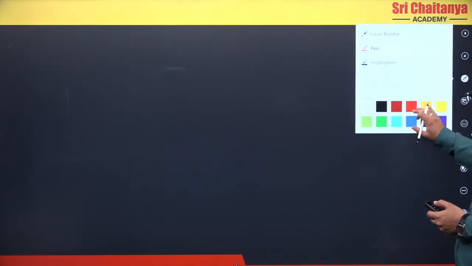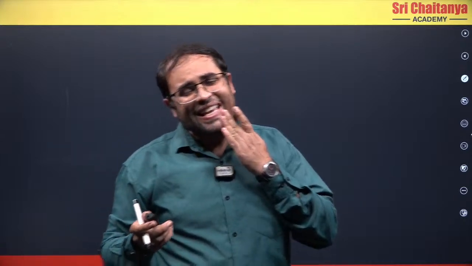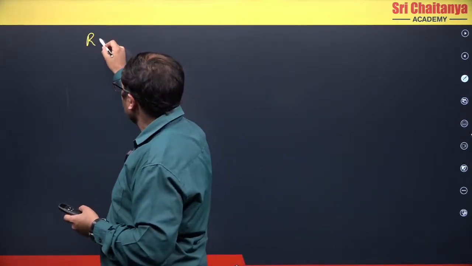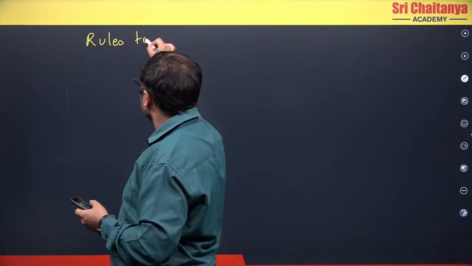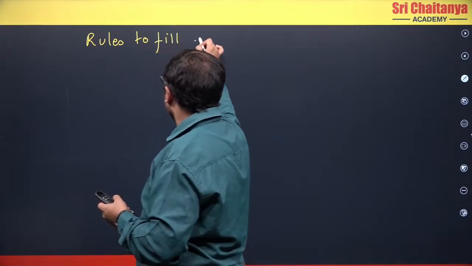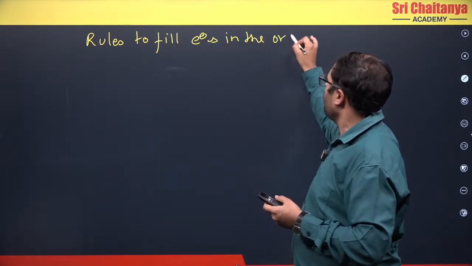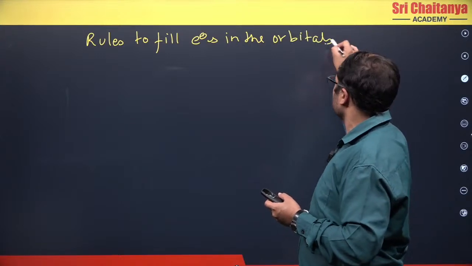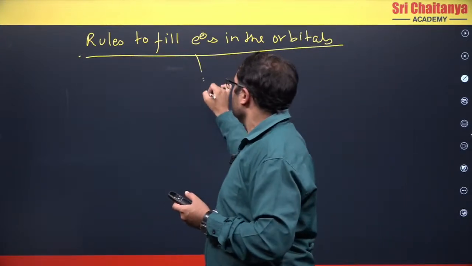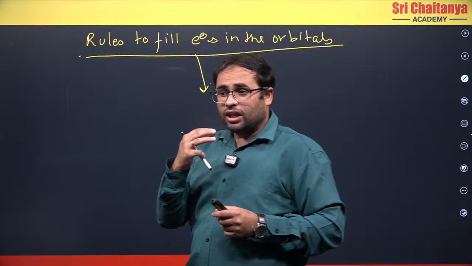Now, next, what we are going to do is understand that each atom of an element has electrons in it. So now we are going to learn about the rules to fill electrons in the orbitals. These are mainly 3 rules.